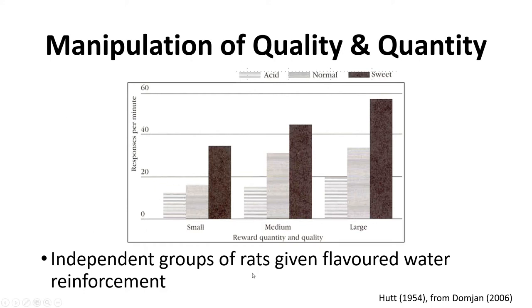Now, this experiment here was done by Hutt in 1954, so this is quite an old one. And this isn't actually in your textbook. This is a different example, just to switch things up a little bit. The textbook uses its own examples, but it's all illustrating the same idea. So let's talk about a new one.